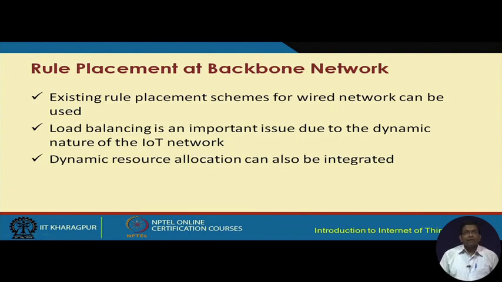So, next we have to take care of how to perform rule placement at the backbone network. The existing rule placement schemes for wired networks can be used over here, because most of the backbone networks have a topology and an overall architecture similar to that which exists for wired networks. So, we can use the existing rule placement schemes for wired networks for the backbone network of IoT as well. And load balancing is an important issue due to the dynamic nature of the IoT network. So, dynamic resource allocation can also be integrated.